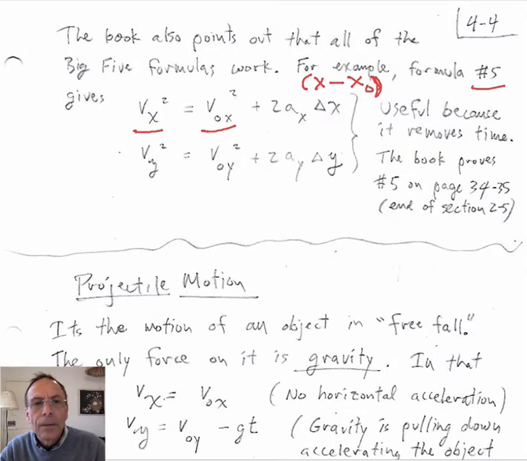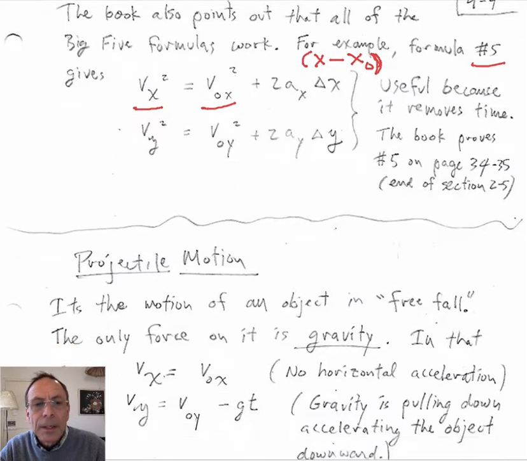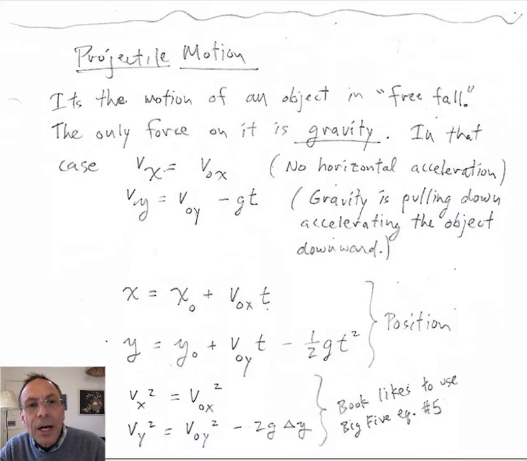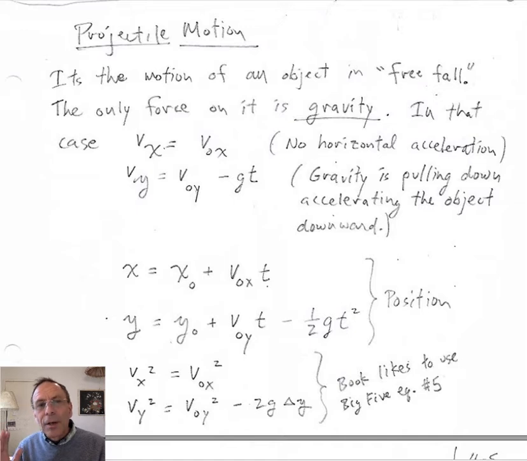Okay. We're now ready to start talking about projectile motion. So a projectile is something flying through the air or flying through space. But the thing is, it's being pulled by gravity. So a pretty good example of a projectile would be you're throwing a rock, and the rock flies through the air.